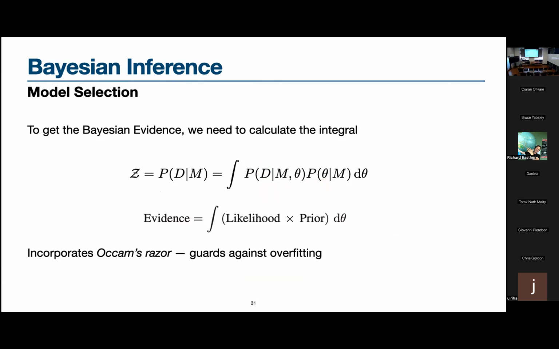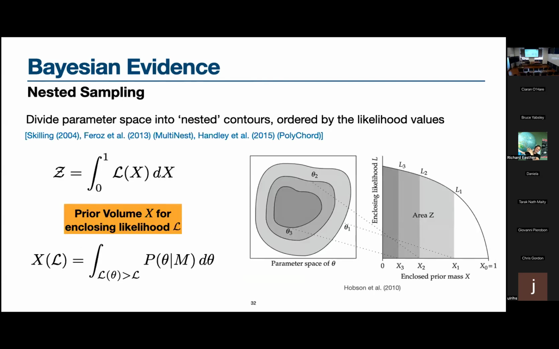The nice thing, though, is that the Bayesian evidence incorporates mathematically the principle of Occam's razor. So it guards against overfitting by penalizing more complicated models with a high number of additional parameters, which are unable to provide significant improvements to the fit to the data. But again, calculating this is quite complicated. And the standard method in cosmology is to use what is called nested sampling.